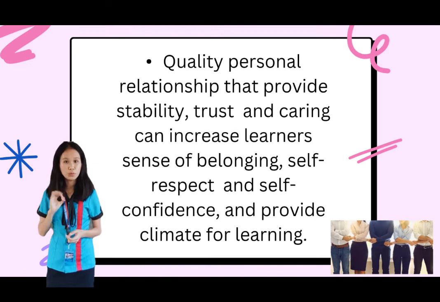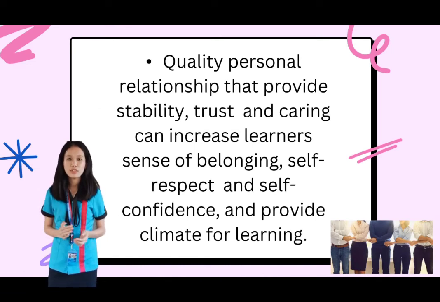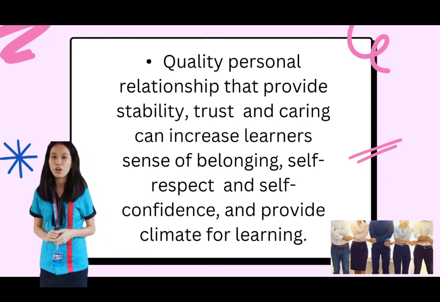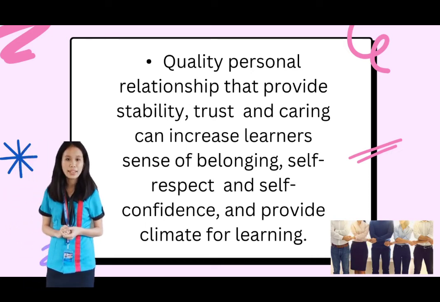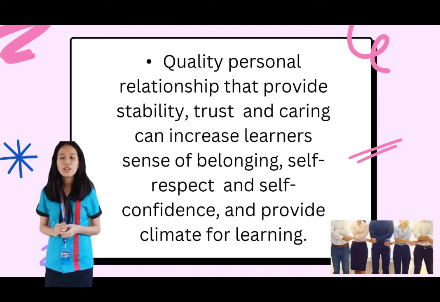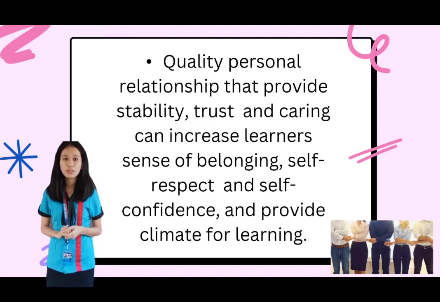In the third bullet, quality personal relationships that provide stability, trust, and caring can increase learners' sense of belonging, self-respect, and self-confidence, and provide a climate for learning. They have a great and big impact on learners because in this stage, they are more aware and they already know the different personal relationships that they learn from their own discovery and from other behavior that they adopt.